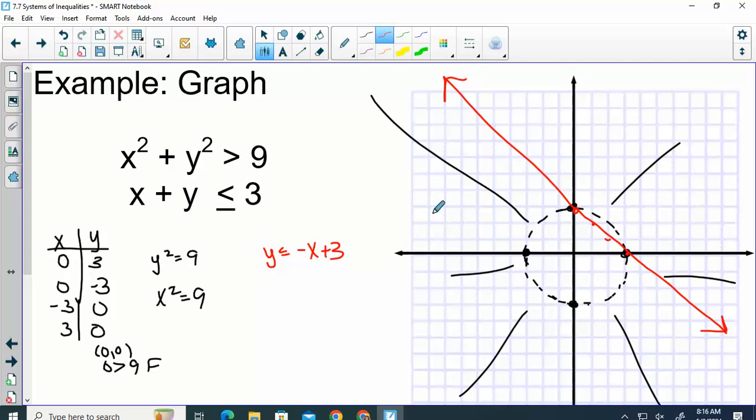Okay, where would I shade on this? Below. So then our overlap is everything below the line and outside our circle.